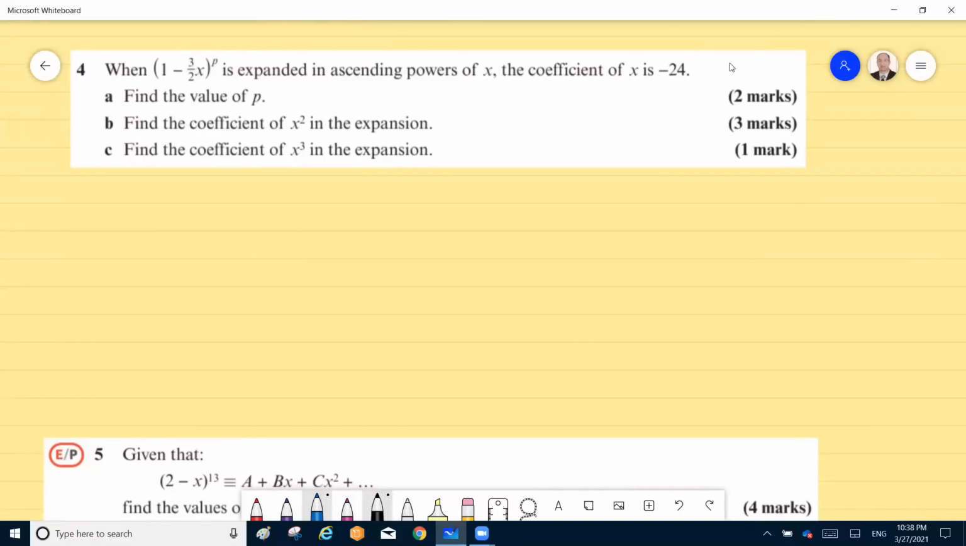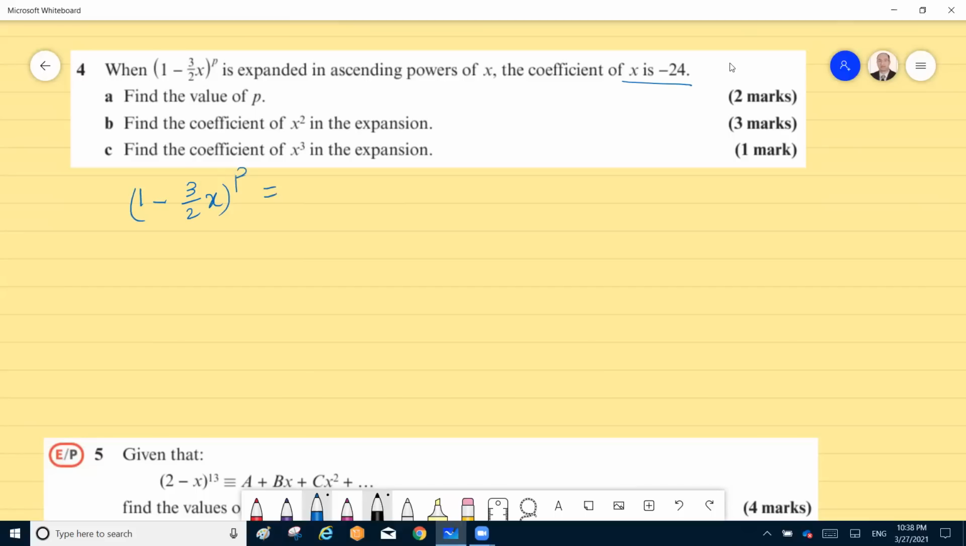When (1 minus 3/2 x) to the power of p is expanded in ascending power of x, the coefficient of x is negative 24. Find the value of p. The coefficient of x: you have to find the term that includes x first.